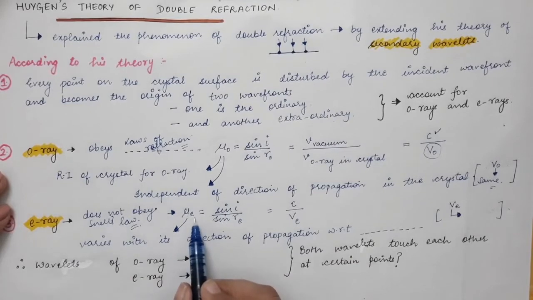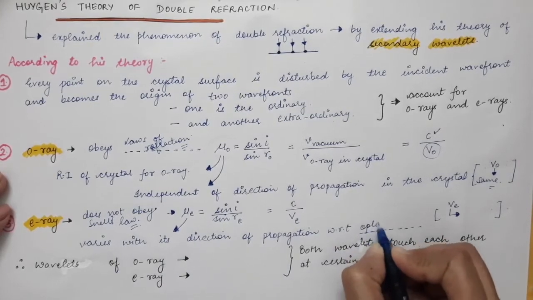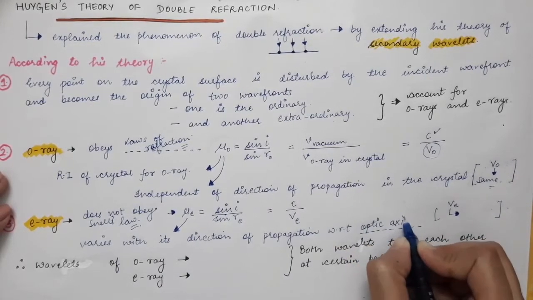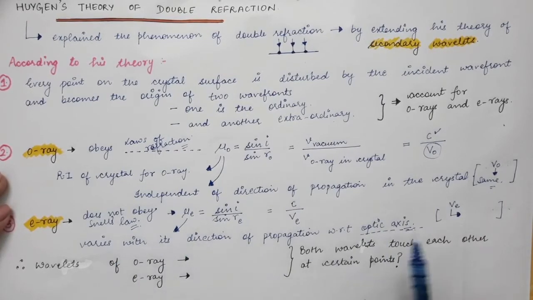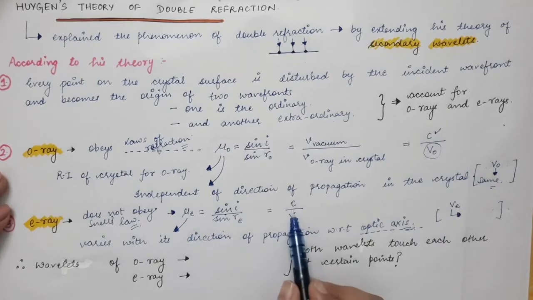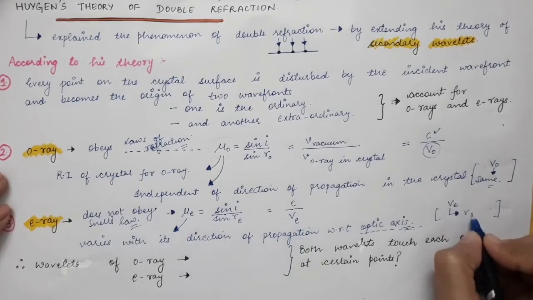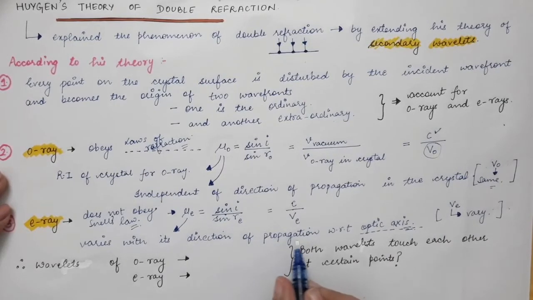This refractive index varies with the direction of propagation of the E-ray with respect to the optic axis. So with respect to the optic axis, the refractive index of the E-ray will vary. Now, if mu_e varies, then obviously V_e, the velocity of the E-ray, will also vary according to the direction of propagation of the E-ray with respect to the optic axis.